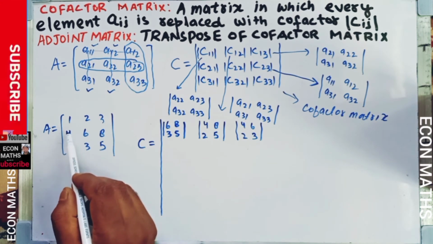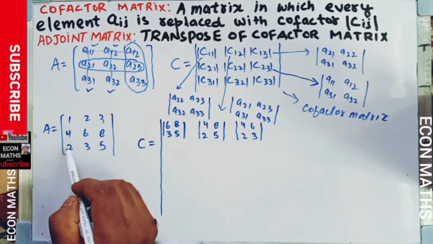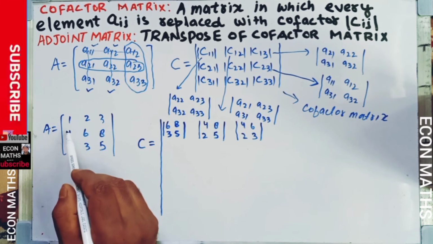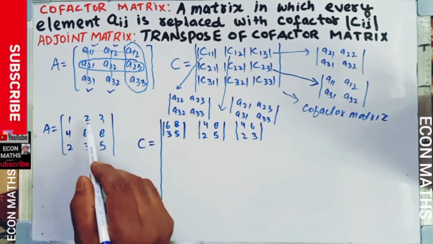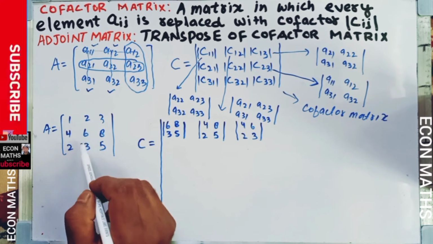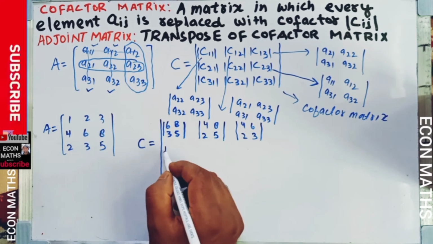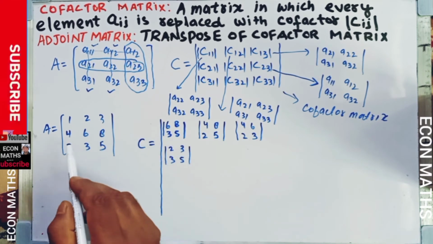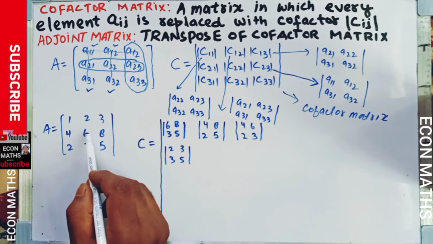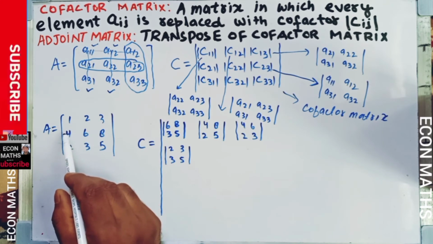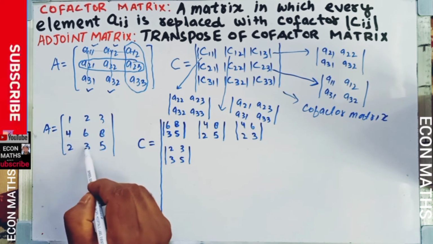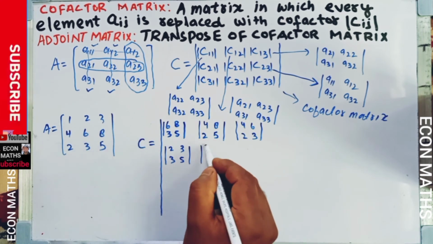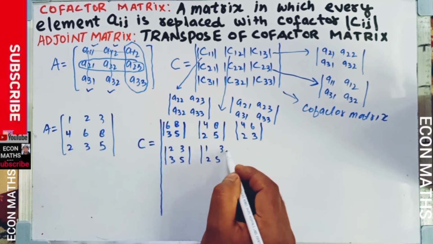Now 4 appears in the first column, that is the first column and second row. So I will delete this column and this row and take the determinant of the remaining elements, that is 2, 3, 3, 5. So I will write here 2, 3, 3, 5. Similarly here 6, I will delete the row and the column in which it appears, that is this row and this column. Now the remaining elements are 1, 3, 2, 5. So I will write here 1, 3, 2, 5.